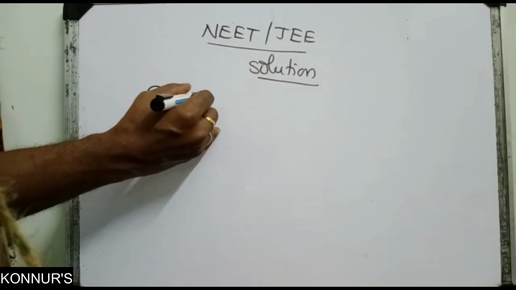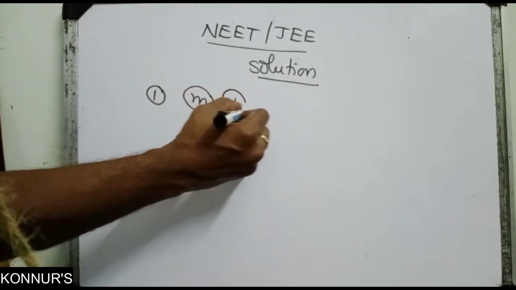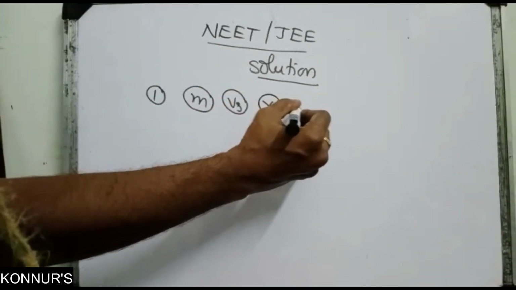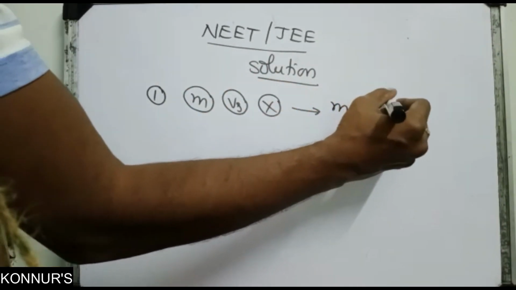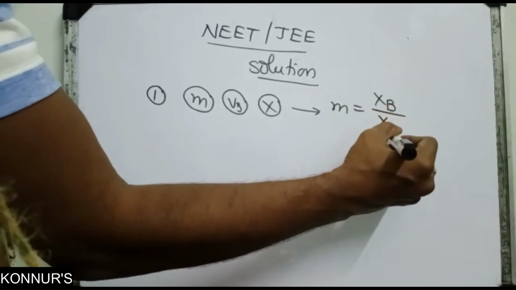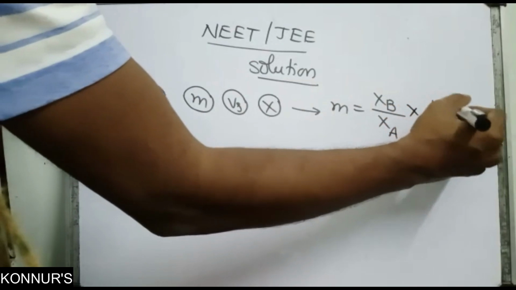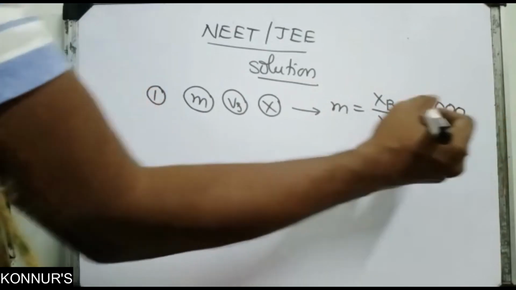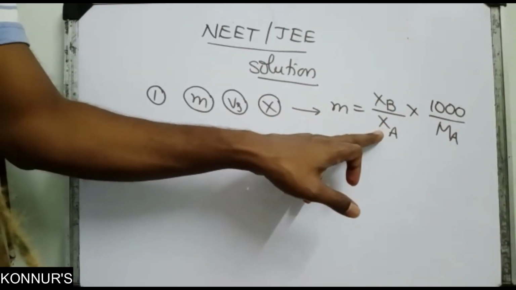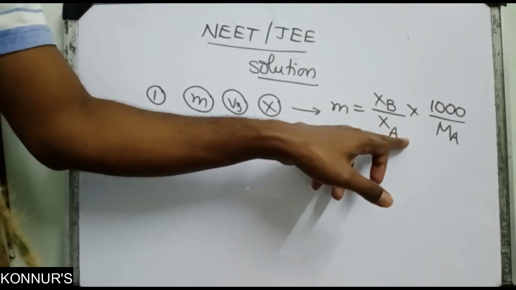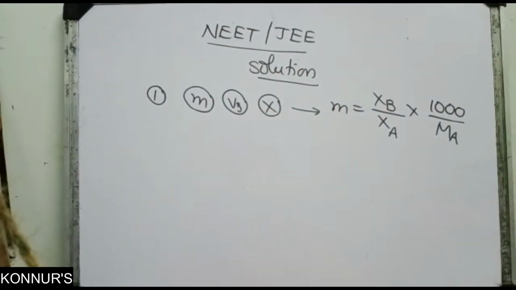Molality, small m, versus mole fraction. The formula is important. Molality equals XB, mole fraction of solute, divided by mole fraction of solvent, into 1000 by MA. If you know the formula, you can directly get the value. XA you can write as 1 minus XB also. If you know one value, you can automatically get the other one too.